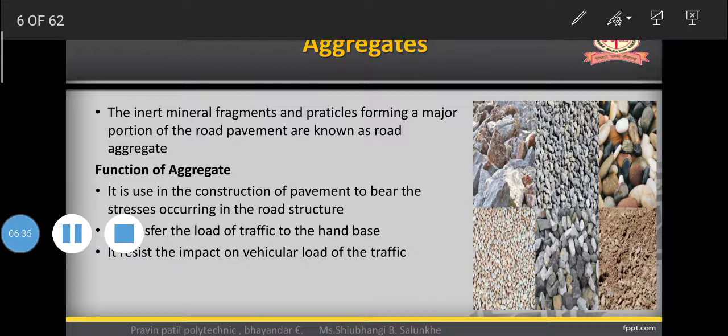Also, the aggregate transfers the load of the traffic to the hard base. By doing that, the wearing course, or the uppermost layer of the road, will not get harmed, and our pavement will be strong. It reduces the impact of the vehicular load of traffic. Also, it should be so strong that because of the vehicular load, the aggregate should not break or change its shape.